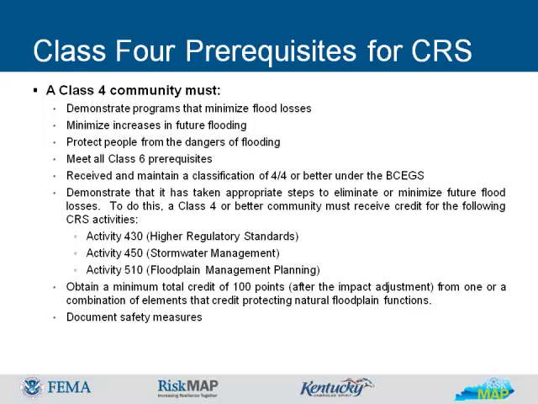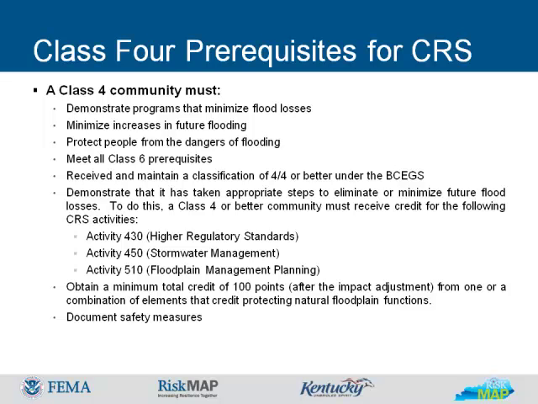Activity 450, Stormwater Management. The community must receive the following credits for its Watershed Management Plans, or WMP, under Section 451B, including but not limited to points for managing the runoff from all storms up to and including the 100-year event. Activity 510, Floodplain Management Planning.